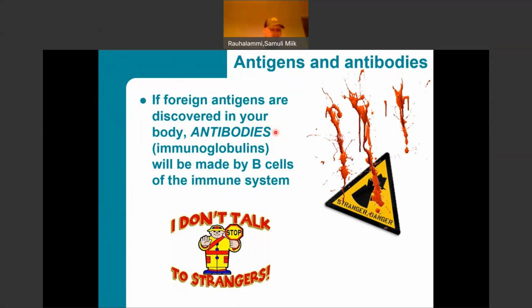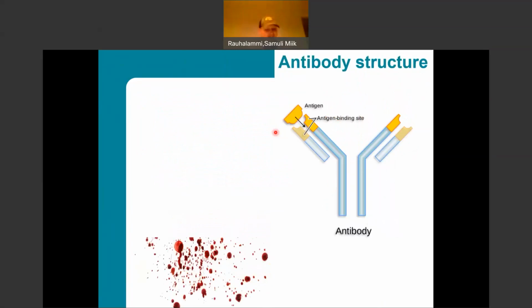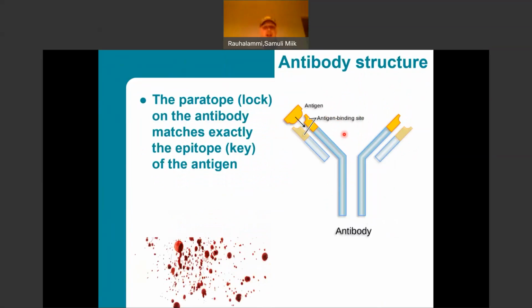So if you've never seen an antibody before, here you can see it. It is a little bit like this lock and key mechanism that we've seen before. This is just a schematic diagram of what an antibody would look like. An antigen binds to the end of it.